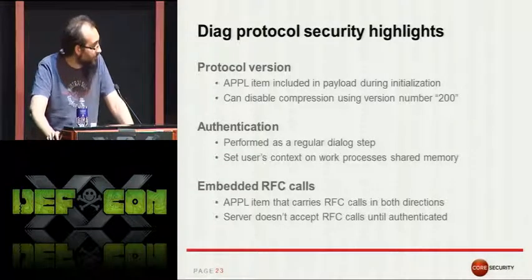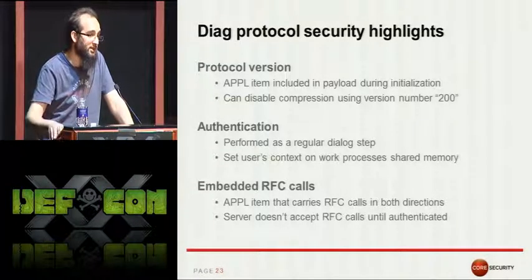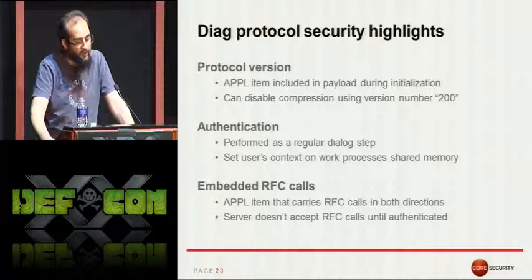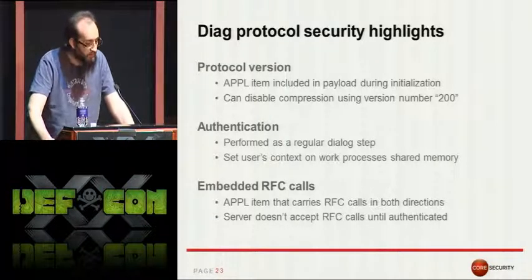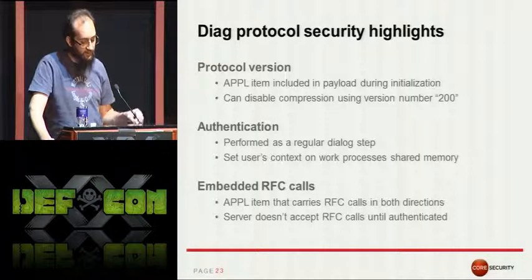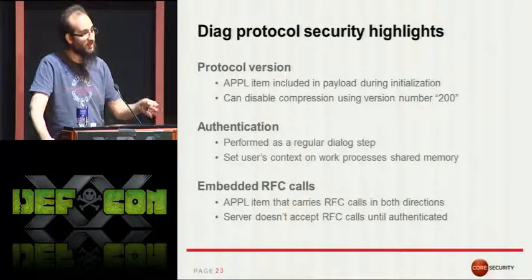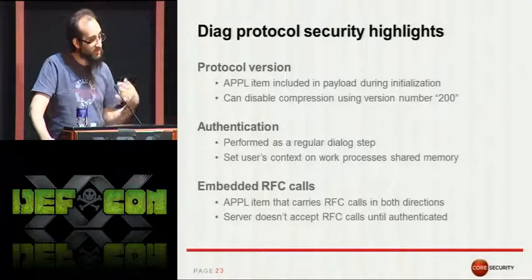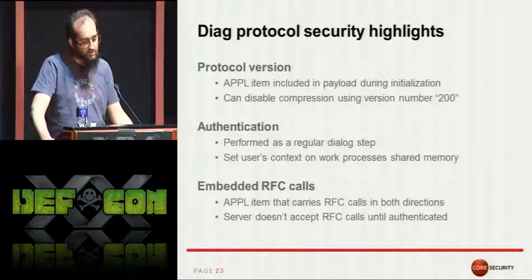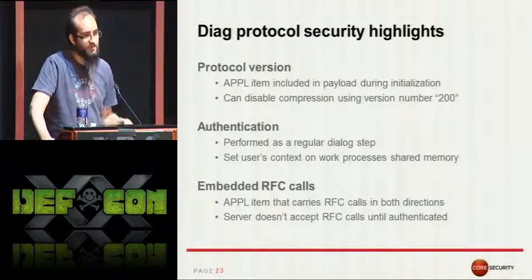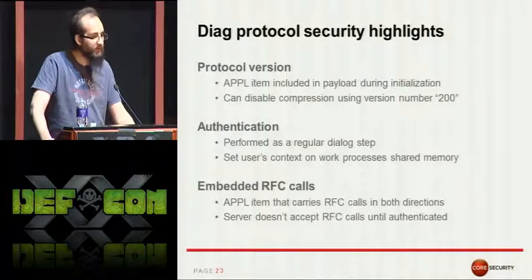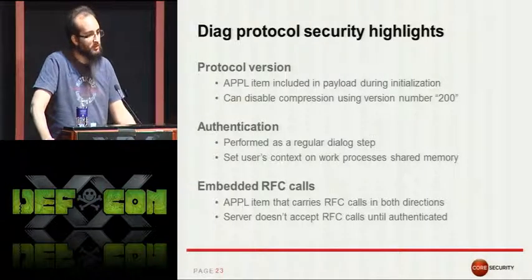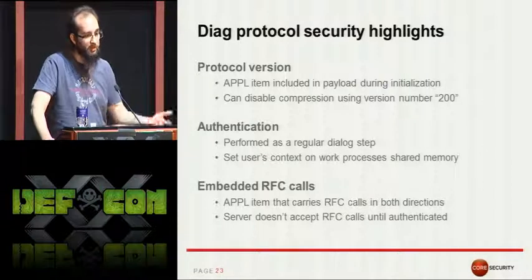There are some highlights, some things that I found interesting during my research. The first one is that one of the APPL items that must be included during the initialization is the protocol version. If you specify a specific version number during the initialization, all the remaining packets coming from the server will be uncompressed. This is useful, for example, if you are writing an exploit or some script or some code, and you don't want to use all the compression functions in all your packets.